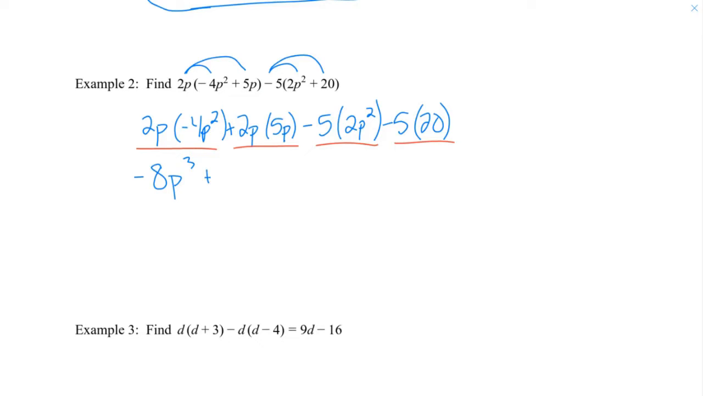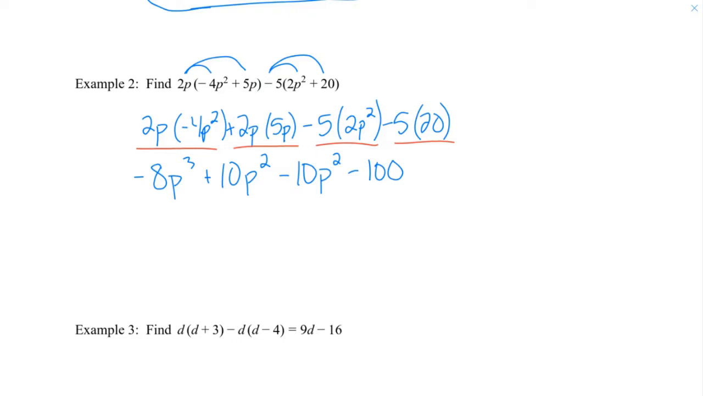Multiply our coefficients again to get 10. We have p times p. Adding your exponents would give you p squared. And we have negative 5 times 2p squared. So negative 5 times 2 is negative 10 p squared. We don't have any variables to combine with that, so it's going to stay the same. And then we have negative 5 times 20, which is negative 100.